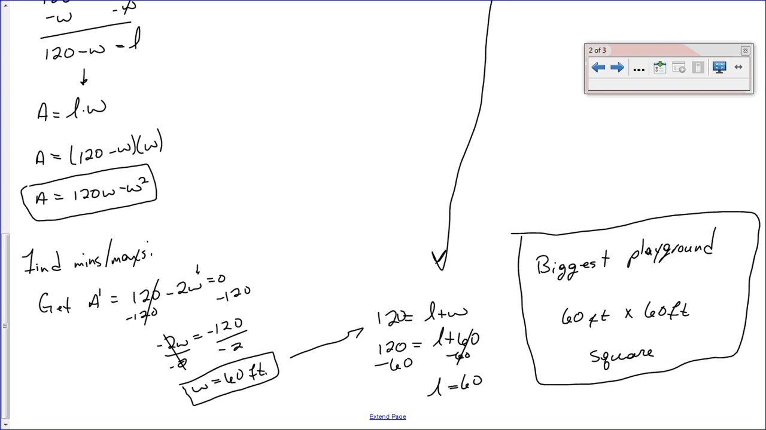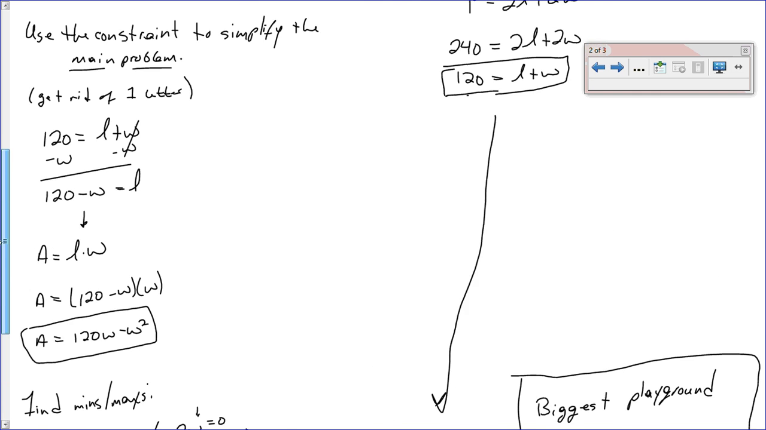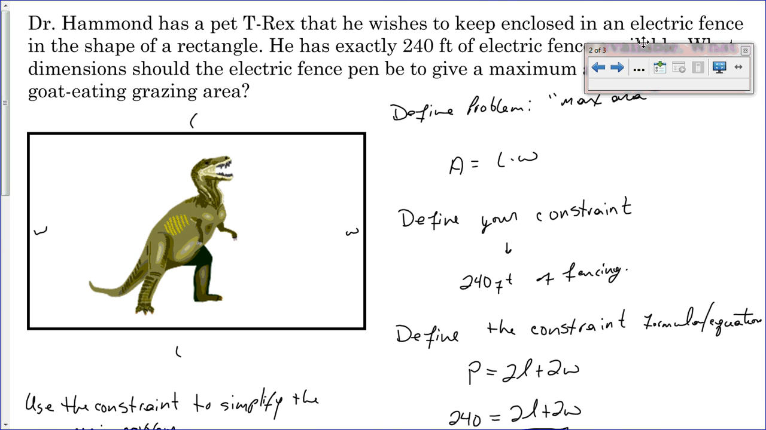So that means our biggest playground is going to be a 60 by 60 foot square. All right. Now, some of y'all are probably like, can we do that one more time? Yes. Let's start back from the beginning and go over this again.